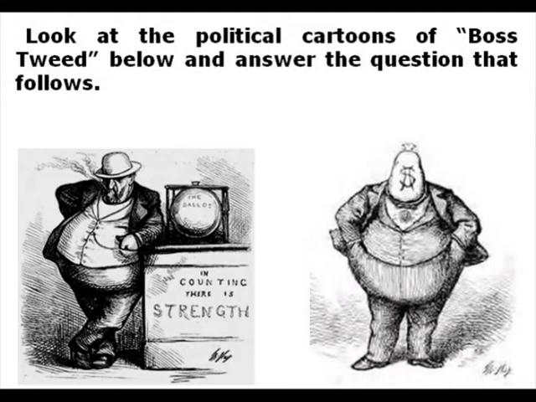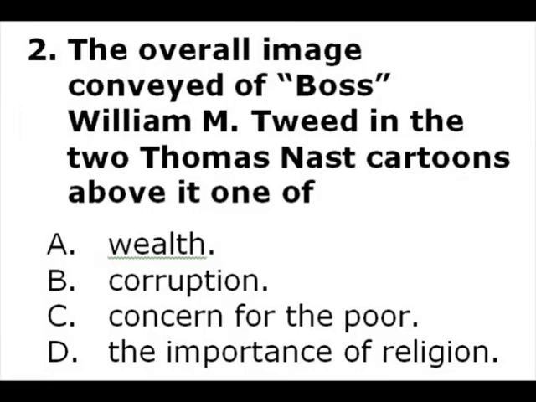Look at the political cartoons of Boss Tweed below and answer the question that follows. The overall image conveyed of Boss William Tweed and the two Thomas Nast cartoons above it, one of A. wealth, B. corruption, C. concern for the poor, or D. the importance of religion. The answer is B. corruption.